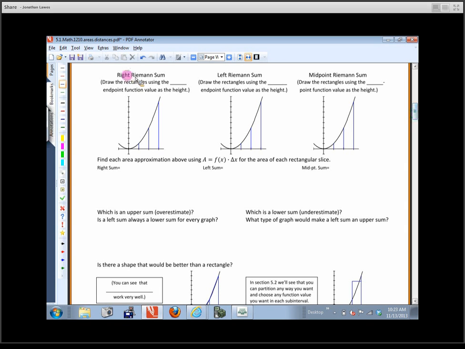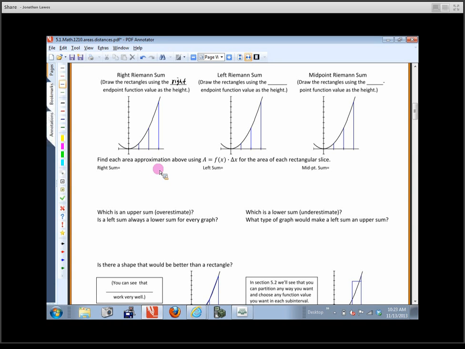Okay, so we're going to do what's called a right Riemann sum, a left Riemann sum, and a midpoint Riemann sum. Okay, so if we're going to do a right Riemann sum, we're going to draw the rectangles using the right endpoint function value as the height. So on each one of these little subintervals, we're going to choose the height in a very systematic way.